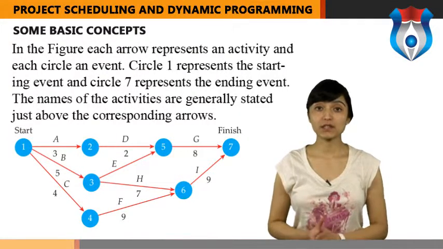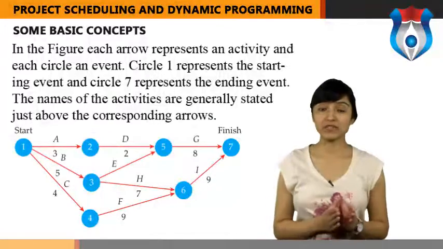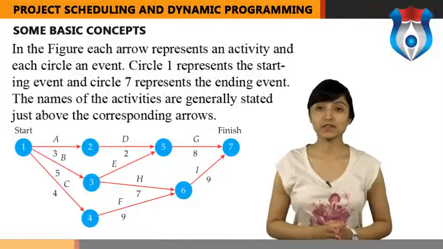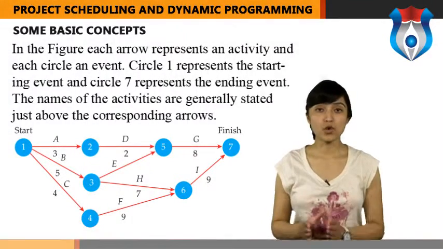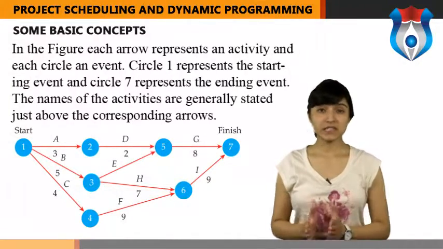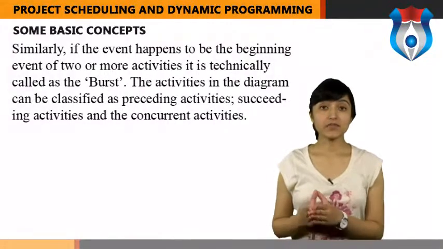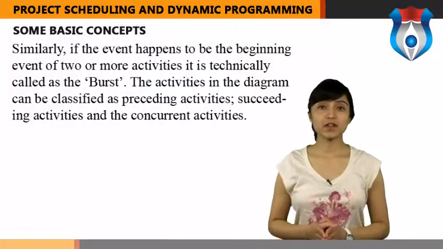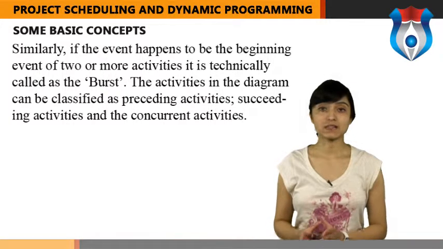It may also be pointed out here that it is not necessary for an event to be the ending event of only one activity. An event can be the ending event of two or more activities, in which case the said event is technically described as a merge node. Similarly, if the event happens to be the beginning event of two or more activities, it is technically called a burst.